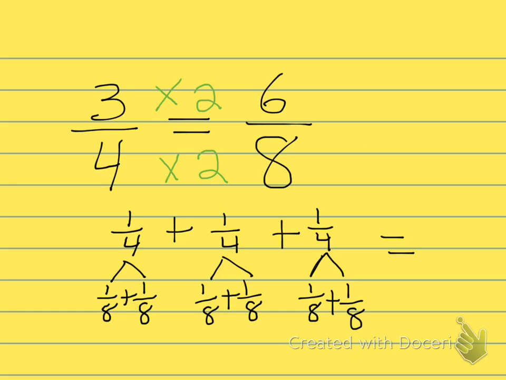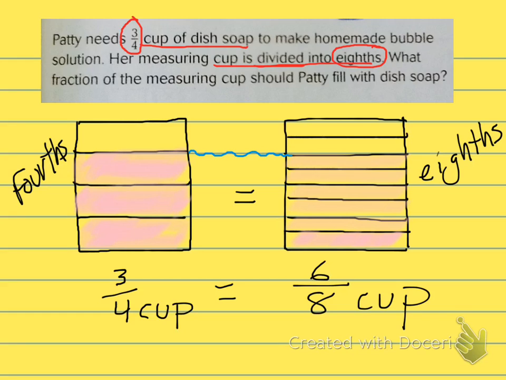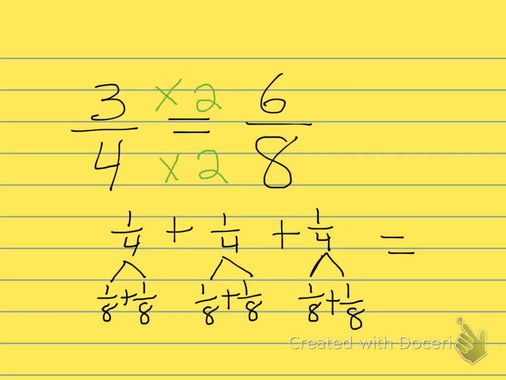Okay, so let's go back and look at what that looks like in the picture. As you can see here, for every 1/4, you get 2/8. You can see them right there. So 1/4 plus 1/4 plus 1/4 is 3/4, and 2/8 plus 2/8 plus 2/8 is 6/8. These are equivalent fractions.